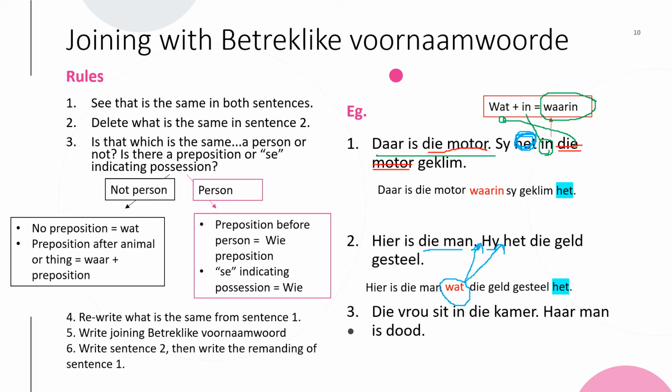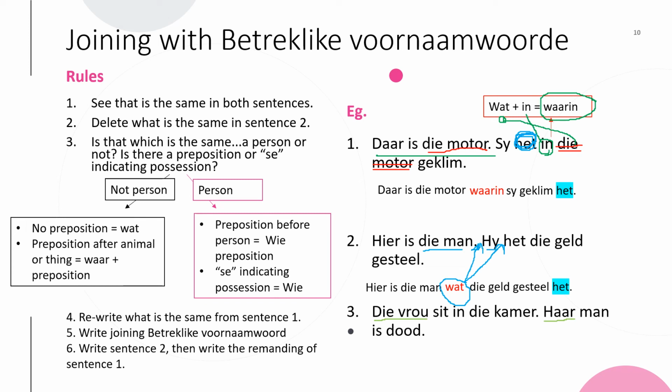Let's do number 3. Die vrou sit in die kamer, haar man is dood. So what is the same in both sentences? The same is die vrou and haar. Now we're going to figure out what we are joining it with. Is there a preposition in the front? No. Is there a se at the back? No. So now I'm thinking, let's use wat.